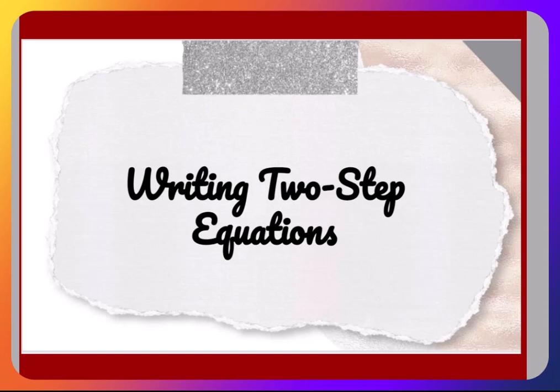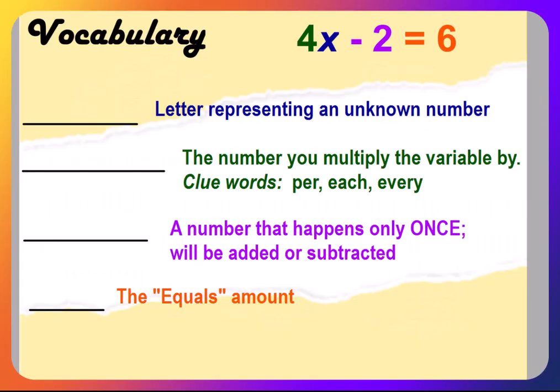Please make sure as you're watching the video that you are taking good notes. Okay, let's go over some vocabulary. Well, first of all, let's talk about what a two-step equation is. An example of a two-step equation is 4x minus 2 equals 6.